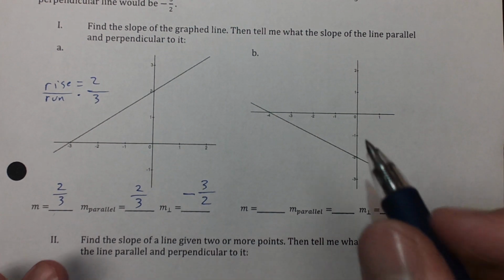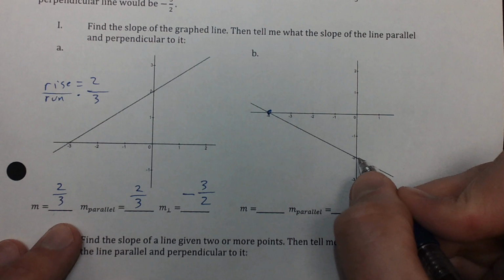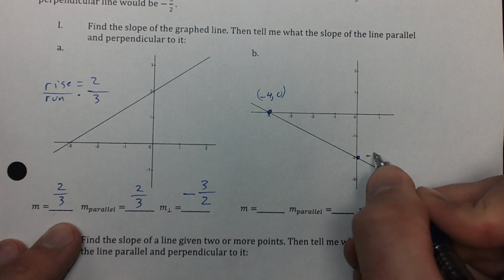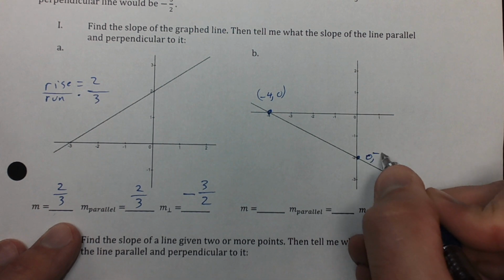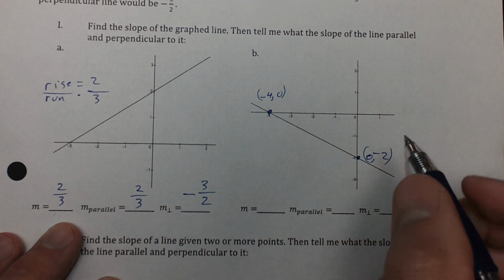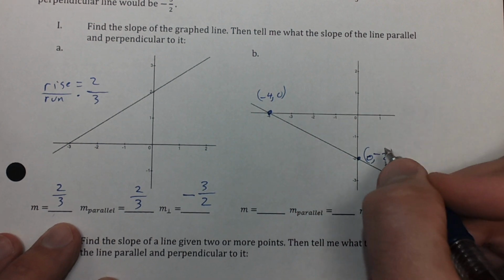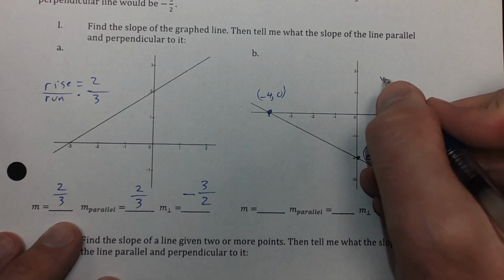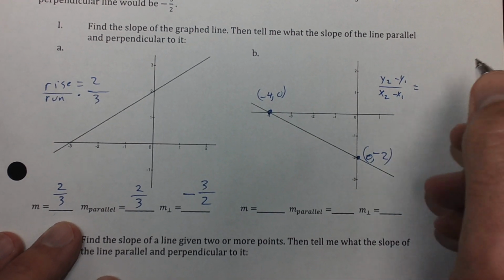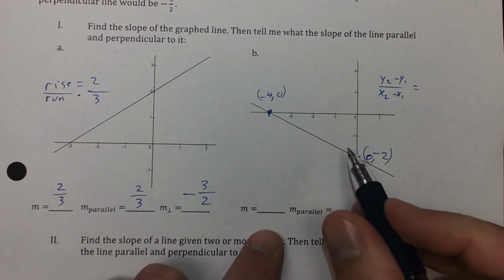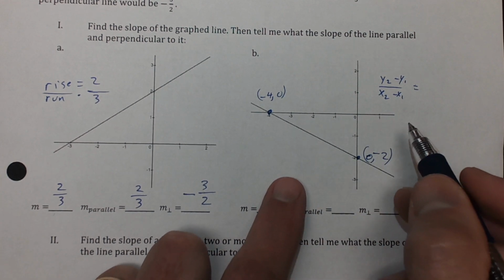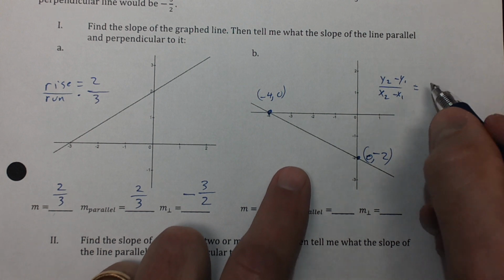Let's do another one. This one is your point, and this was at negative 4, 0, and this was at 0, negative 2. Okay, and what would be your rise over run? It might be helpful to just do y2 minus y1 over x2 minus x1, just to be on the safe side. Because otherwise, if you just say this is a difference of 2 and this is a difference of 4, you may not get it right because you might get the sign wrong.